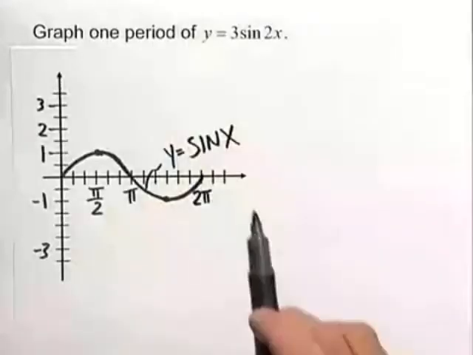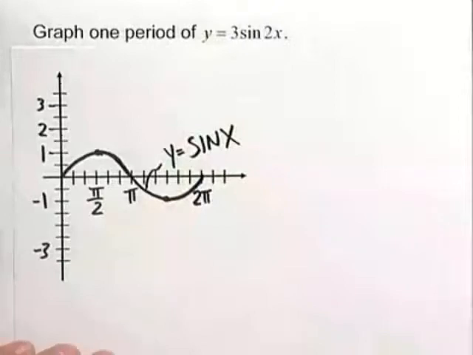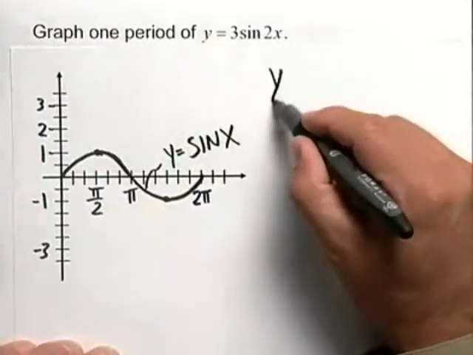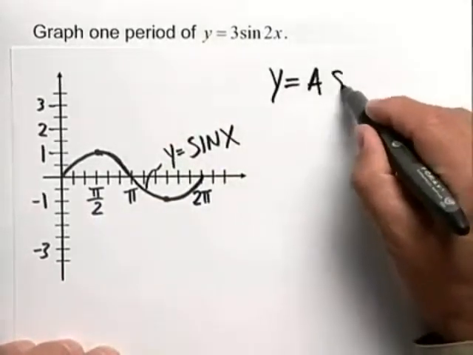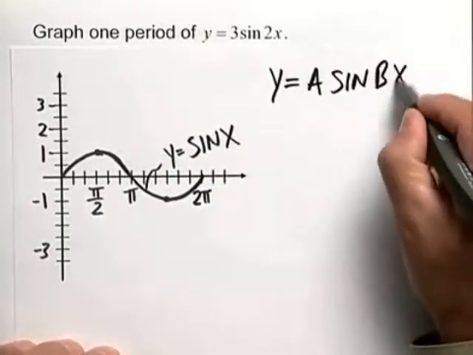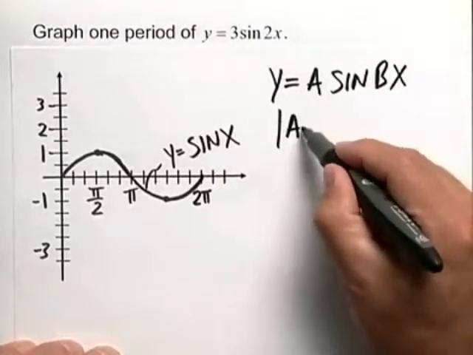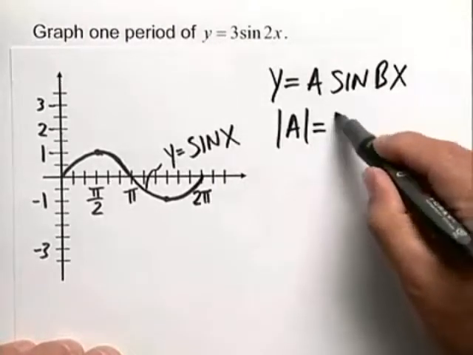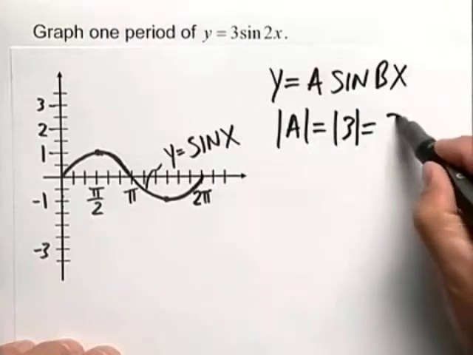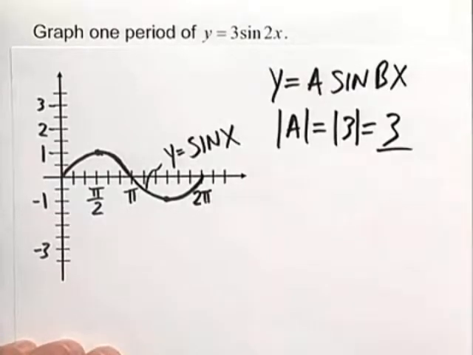Let's graph a trigonometric function. We want to graph y is equal to 3 sine of 2x, and this is the form y is equal to a times the sine of bx. We know that our amplitude is equal to the absolute value of a, so for our purposes the absolute value of 3 is equal to 3. So that is our amplitude.